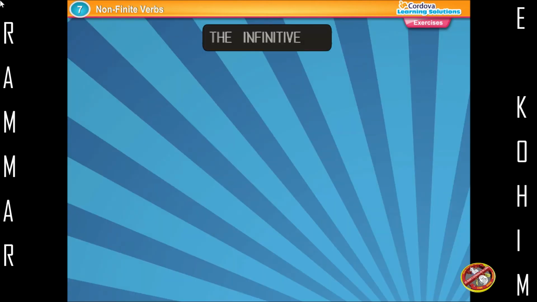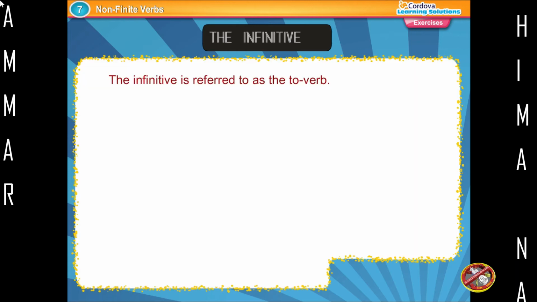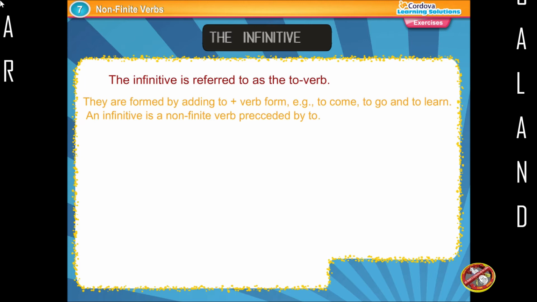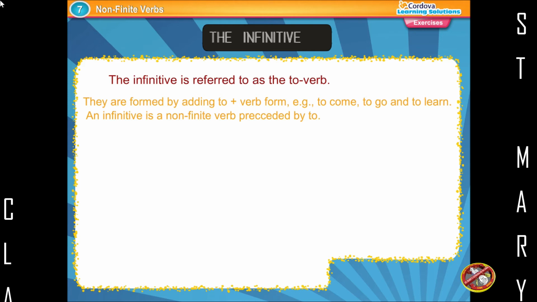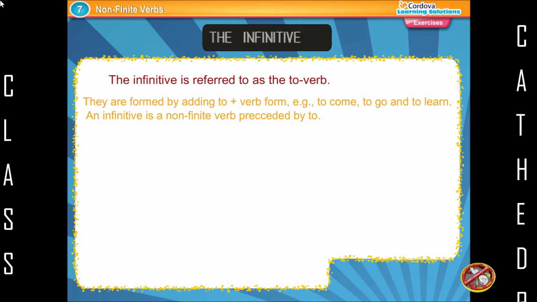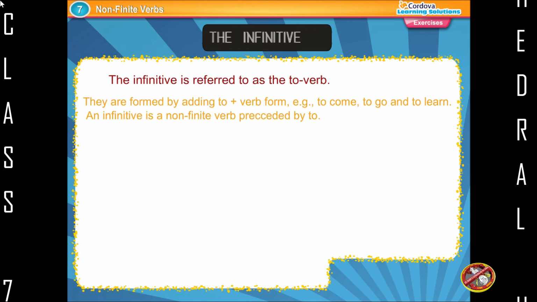The infinitive. The infinitive is referred to as the to verb. They are formed by adding to plus verb form. For example, to come, to go, and to learn. An infinitive is a non-finite verb preceded by to.